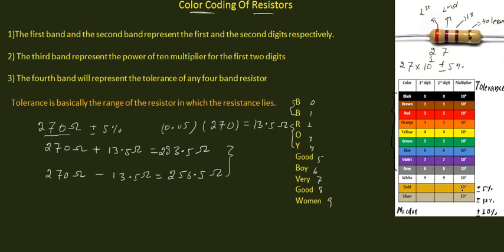Because for a third band, the gold has a multiplier of 10 raised to the power minus 1, and a silver has a multiplier of 10 raised to the power minus 2.